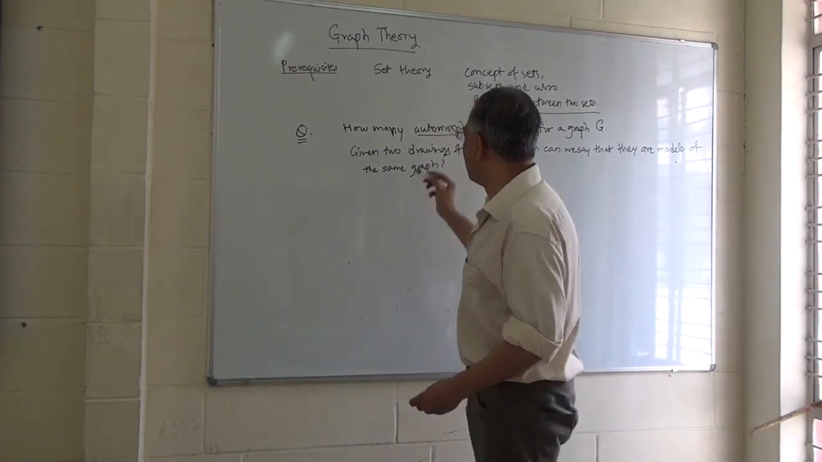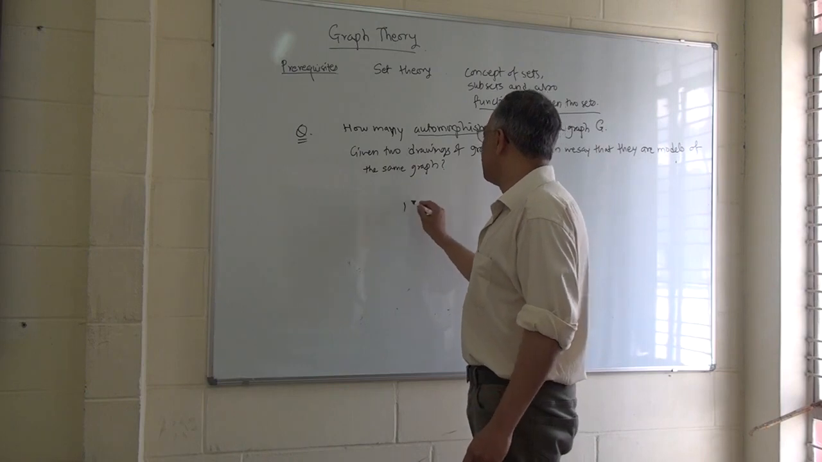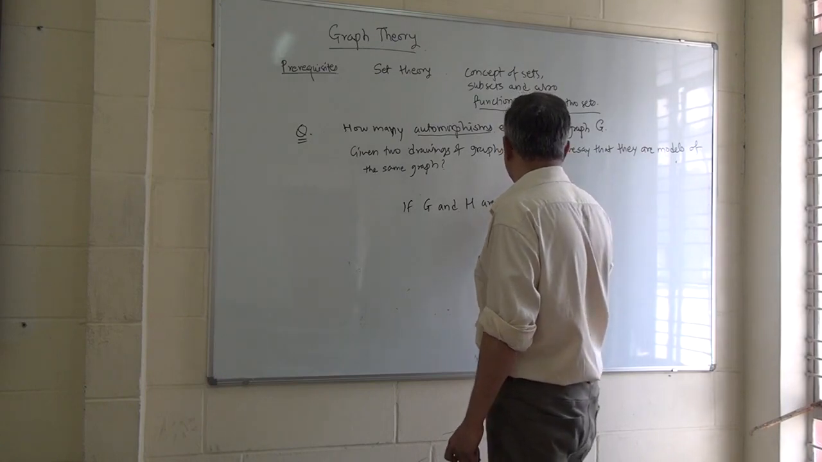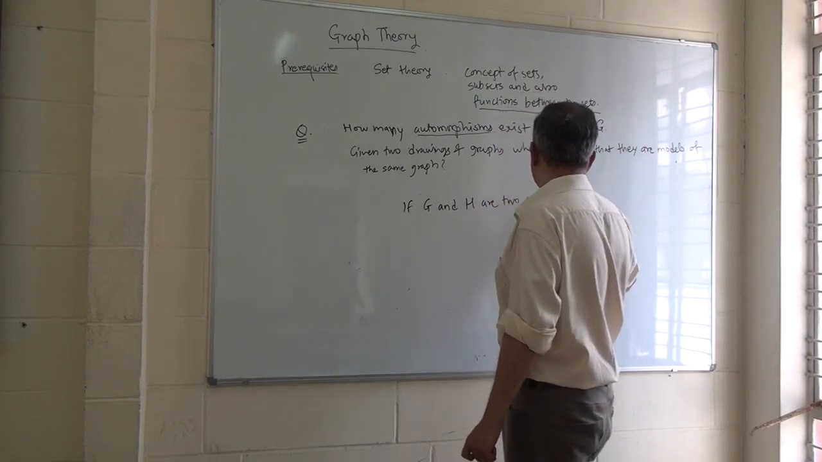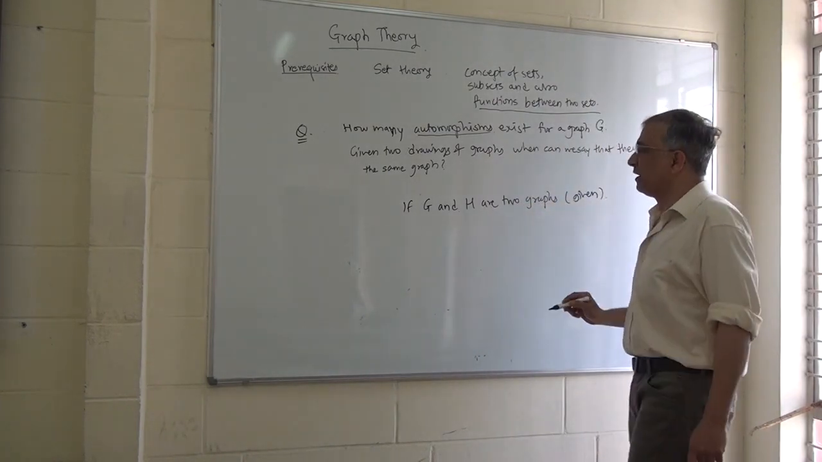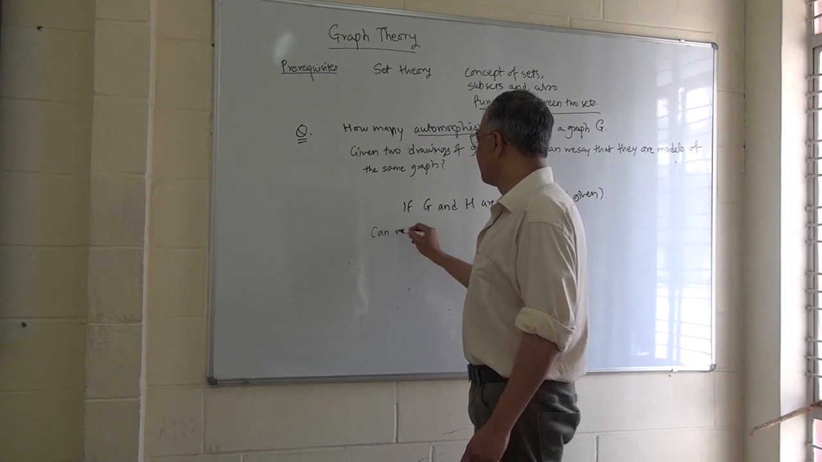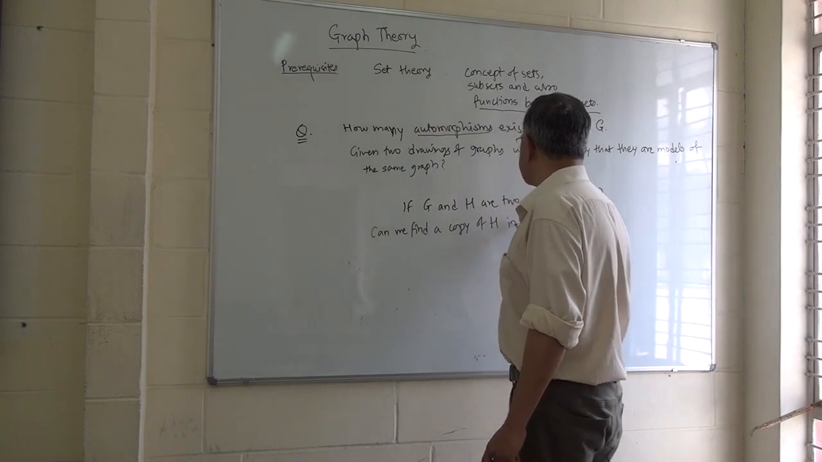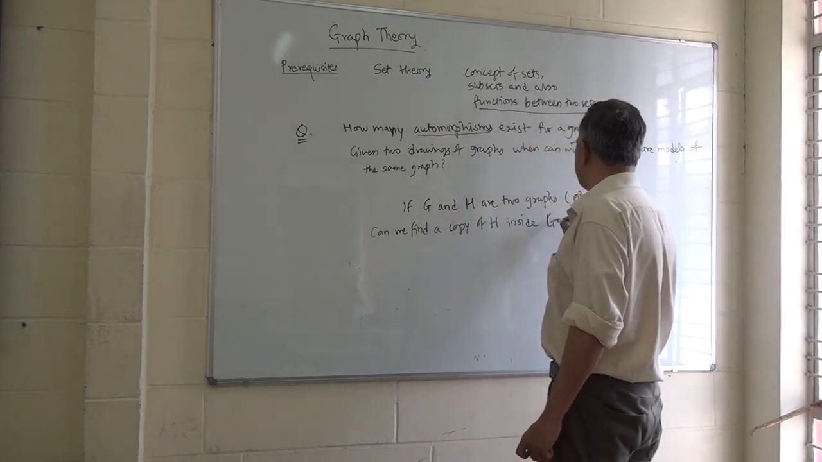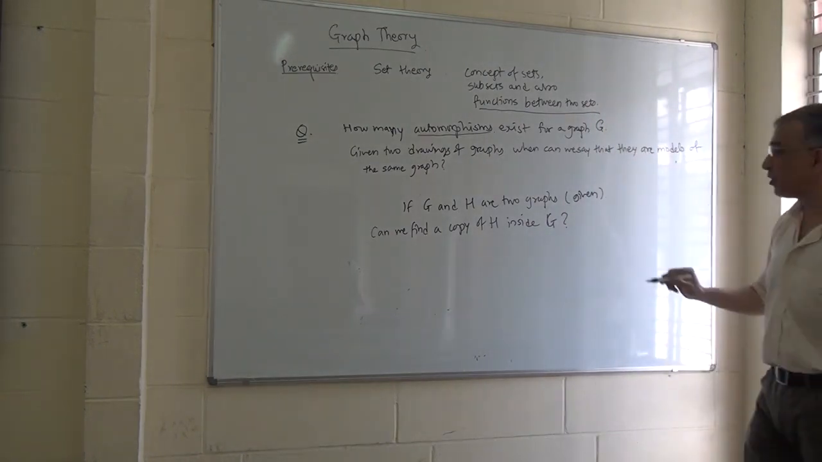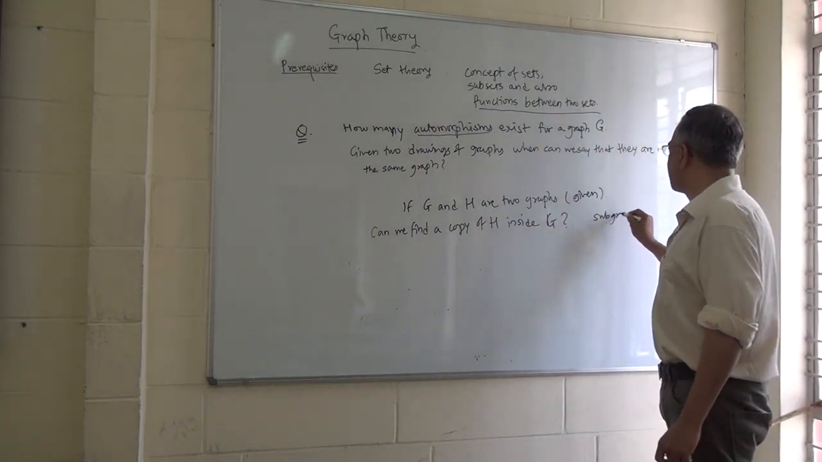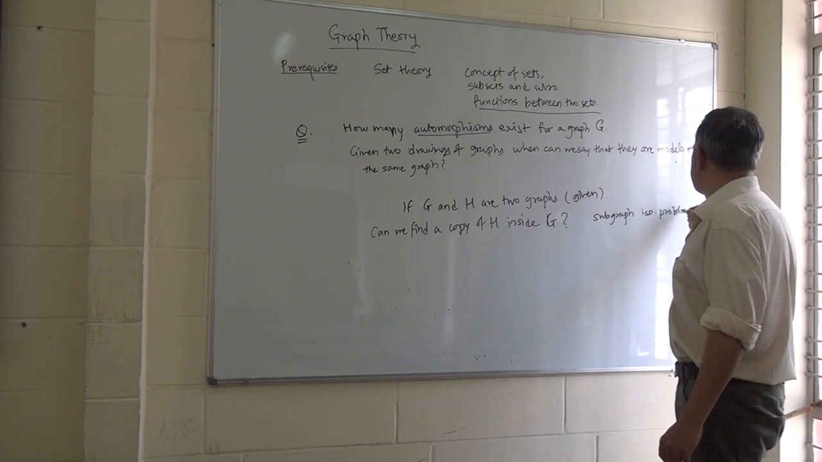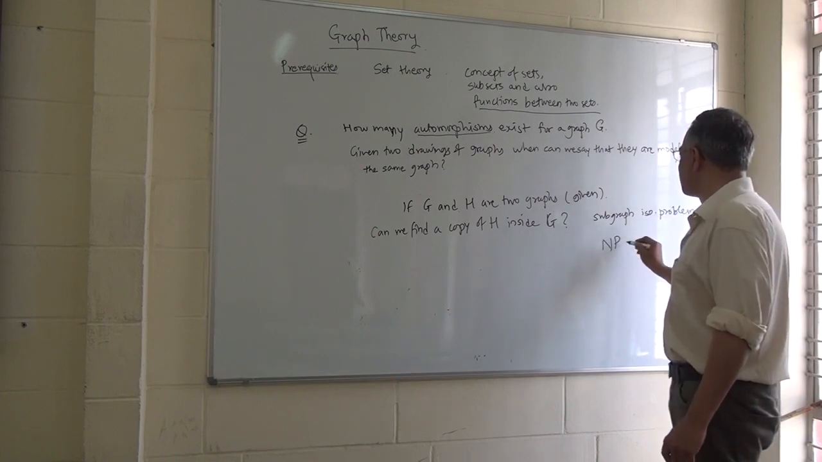Suppose I don't have to know the actual isomorphism of a graph G. If G and H are two graphs which are given to you, can we find a copy of H inside G? This is called the subgraph matching or subgraph isomorphism problem, and this is known to be NP-complete in computer science.